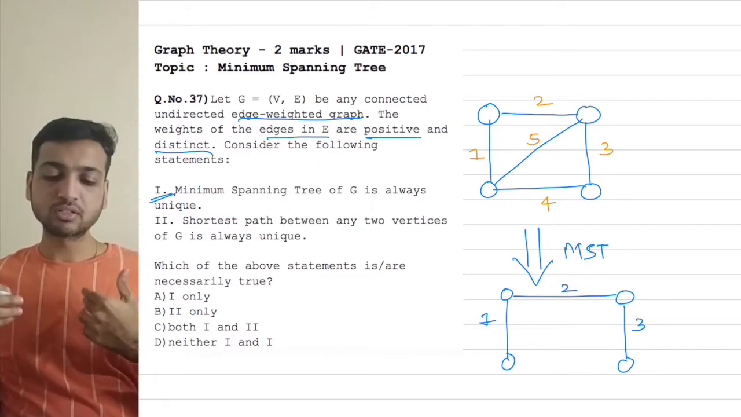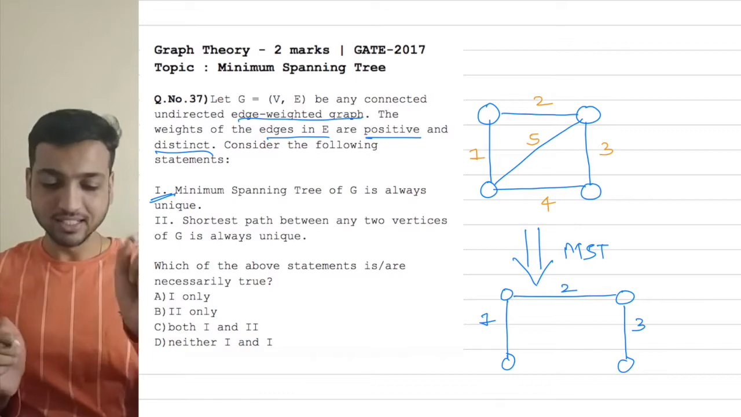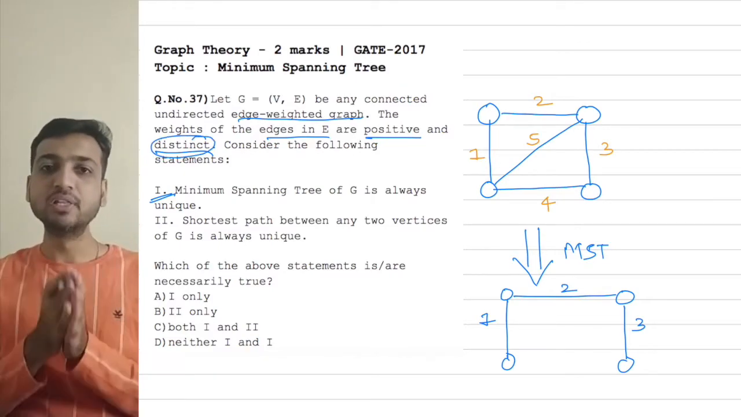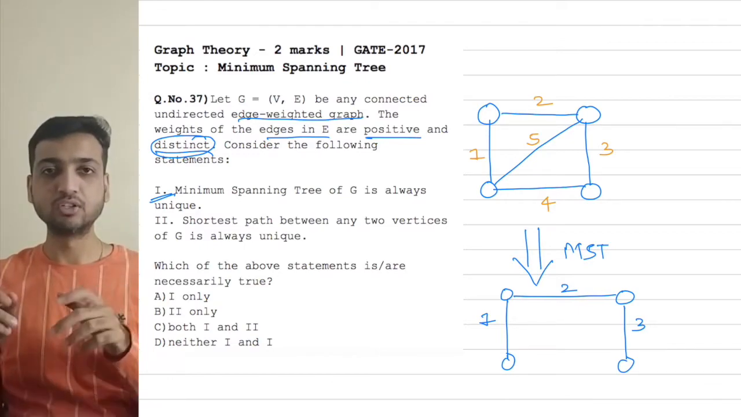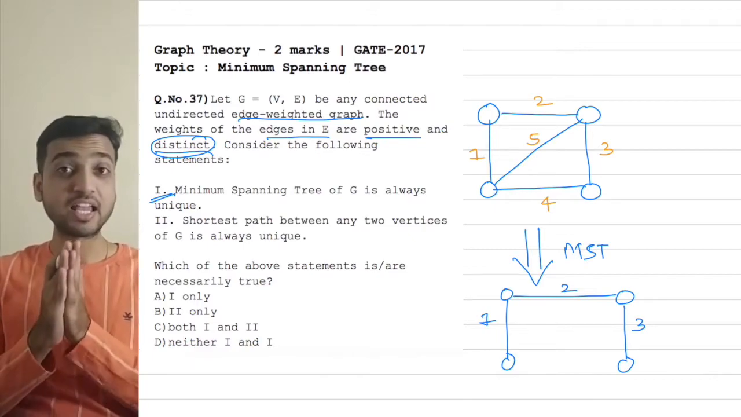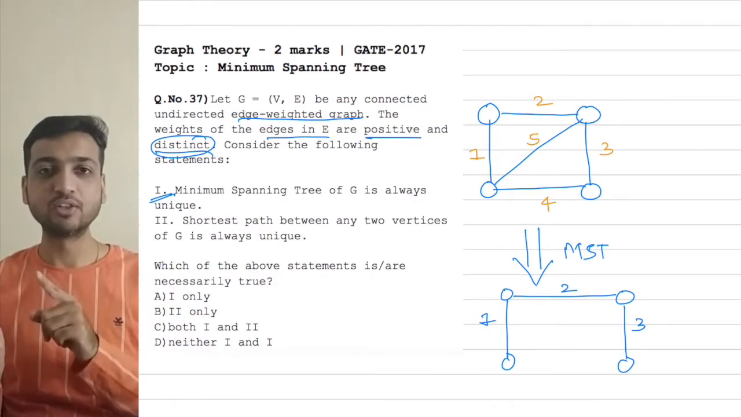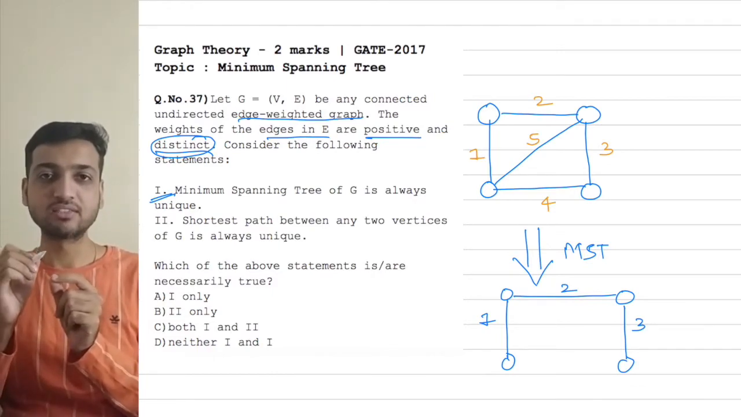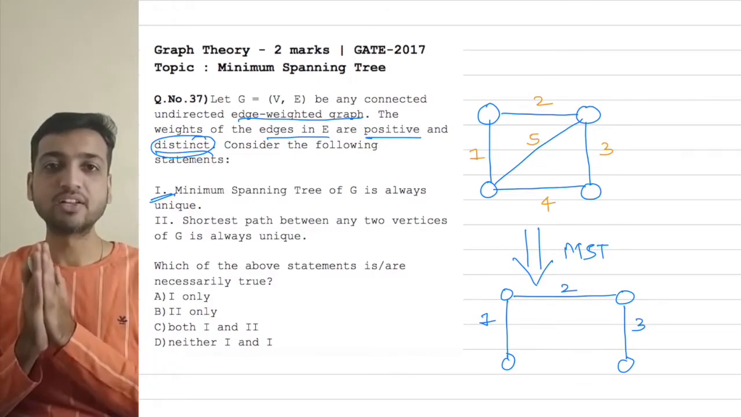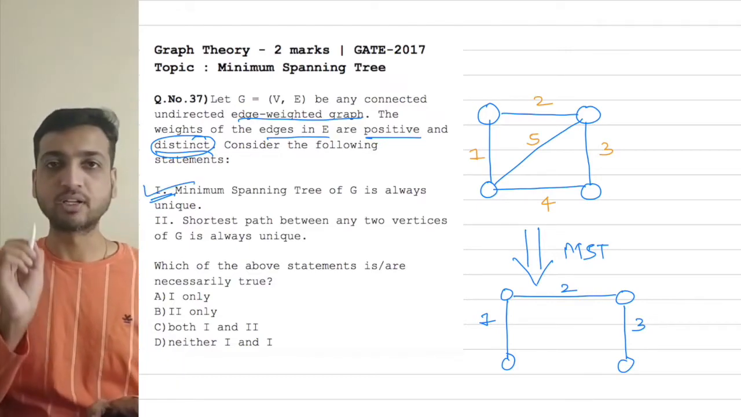Now if you try to notice and think about it, since the edge weights are distinct, as given in the question, the minimum spanning tree is always going to be unique. You cannot have 2 different minimum spanning trees for such graphs because the edge weights are distinct. If there were some edge weights which had the same values, then we would have a choice whether to take this weight or that weight. But since here the weights are distinct, the minimum spanning tree is always going to be unique. So statement number 1 is true. I'm going to mark it true.